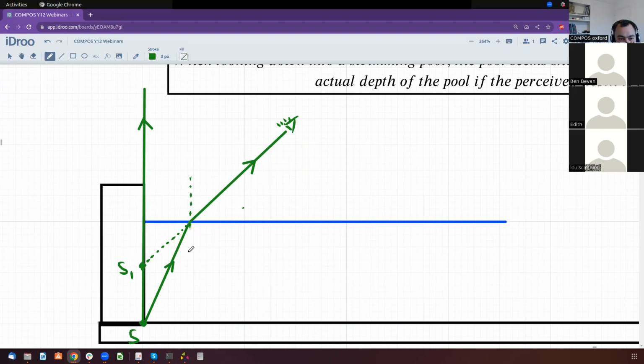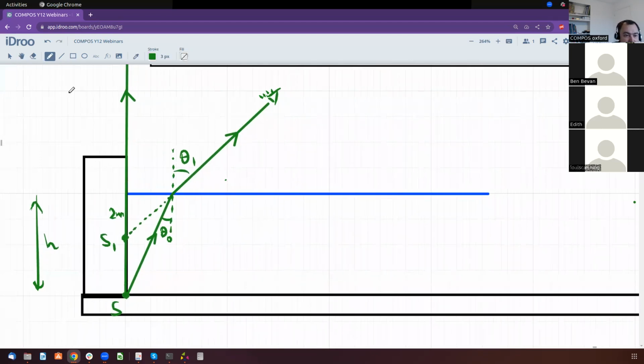We know that this is theta. Let's call it theta 1. Let's call this theta 0. And we know that this is 2 meters. And we need h, the actual depth of the swimming pool. So let's take this distance as x and write some trig stuff.